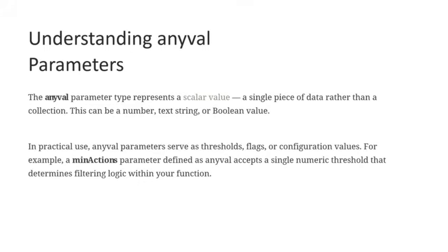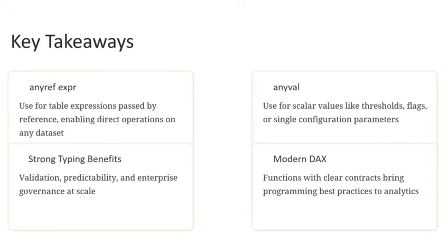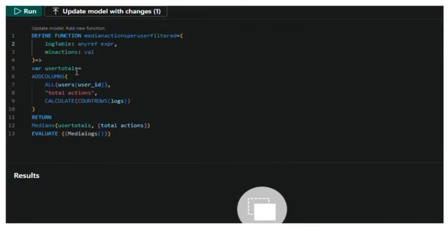The second one, anyval, represents a scalar value, a single number or a text. In this example, minActions is defined as anyval because it is a single numeric threshold, not a table. Together, these parameter types make your UDFs strongly typed, meaning they are easier to validate, more predictable, and ready for enterprise scale governance. They also bring DAX closer to traditional programming, where you can define functions with clear inputs, outputs, and reusable logic.